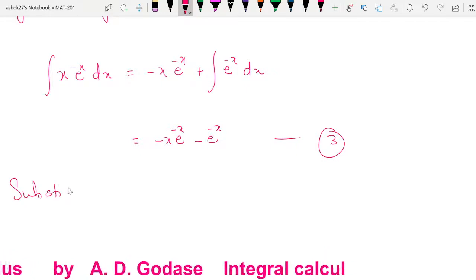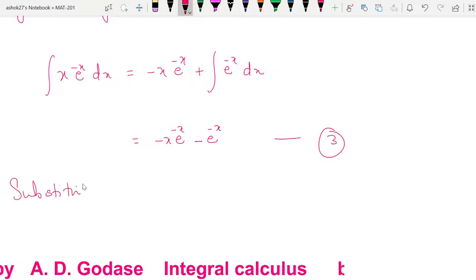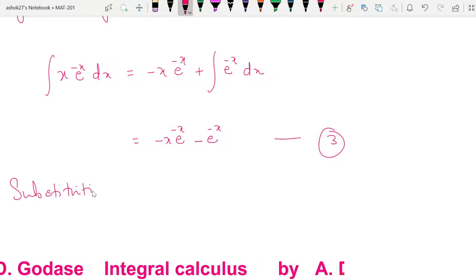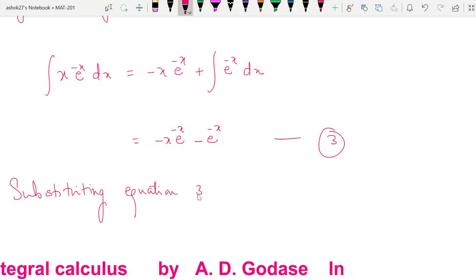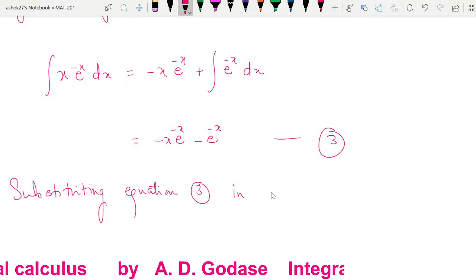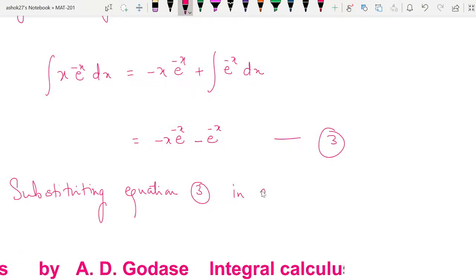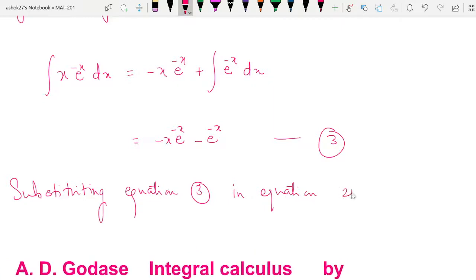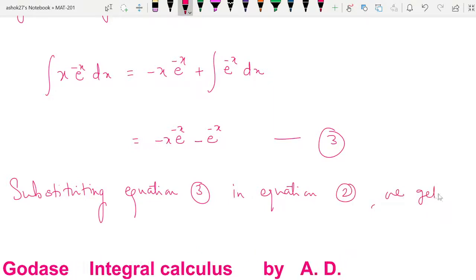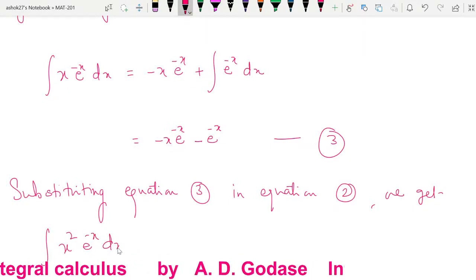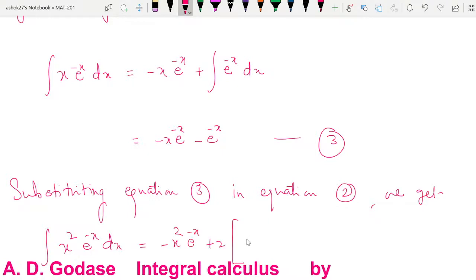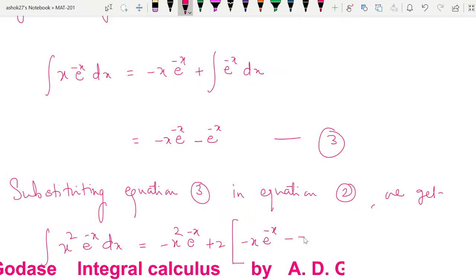So next, substituting equation 3 in equation 2, we get the value of integration of x square e raised to minus x dx, which is nothing but minus x square e raised to minus x plus 2 times the value of this integration, that is minus x e raised to minus x minus e raised to minus x.